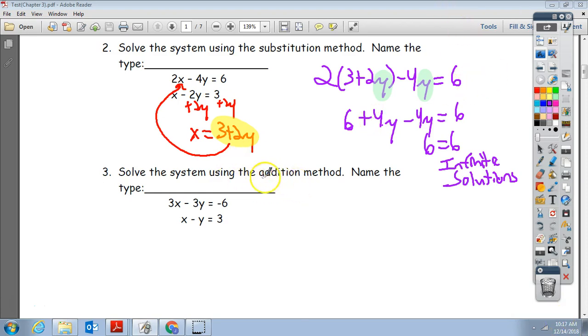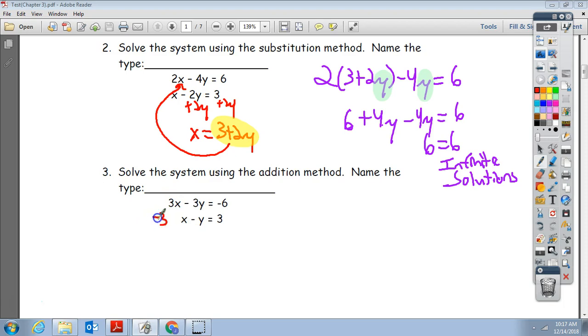The other method was called the addition method. Remember, with the addition method, you didn't have to pick a variable to solve for. You had to pick a variable to cancel out. Meaning, when I'm looking at this, I decide to cancel my x's. I have to get opposites.